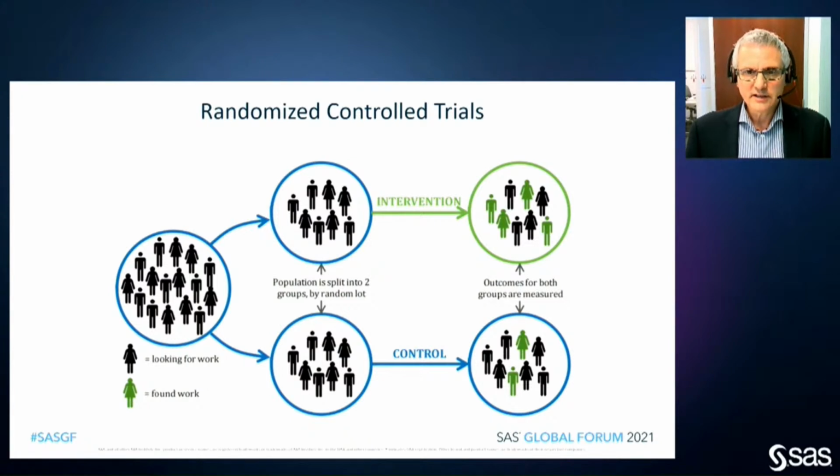The R in RCT indicates randomization. The study participants are randomly assigned to the treatment or the control group. They do not self-select. This randomization eliminates the ability of the participants to choose whether they receive the treatment or not.